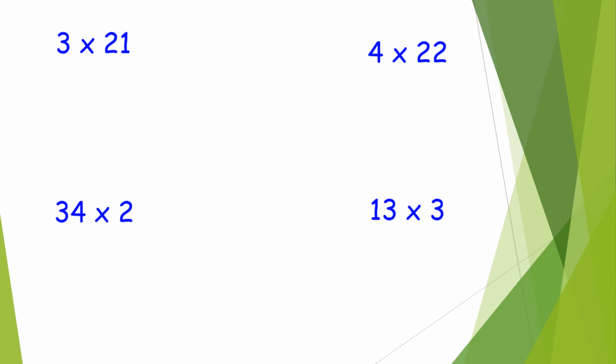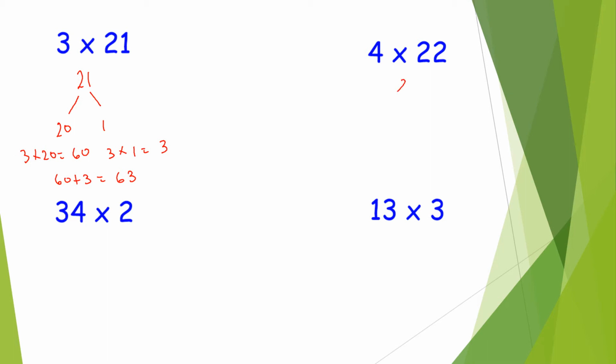So let's try 3 times 21. We're going to partition 21 into 20 and 1. And we're going to write 3 times 20, which equals 60. Well done. And 3 times 1, which equals 3. So 60 add 3 equals 63. Who got that answer correct? Well done.